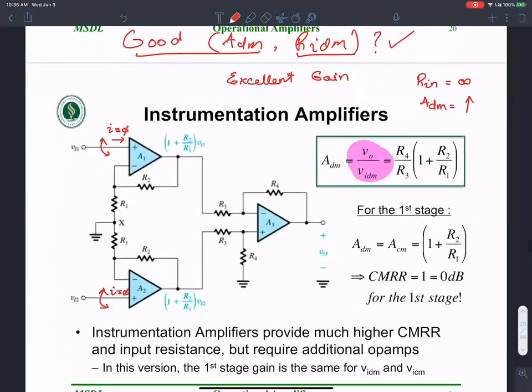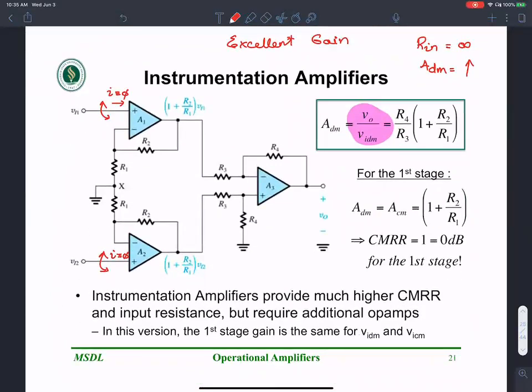But here, using instrumentation amplifiers, it seems I'm able to get the best of both worlds, a pretty big gain and a pretty big input resistance. So that is the conclusion. Now, with that conclusion in mind, let me do the job of putting a case around it, analyzing this like a lawyer.